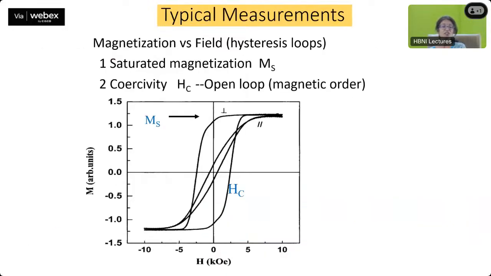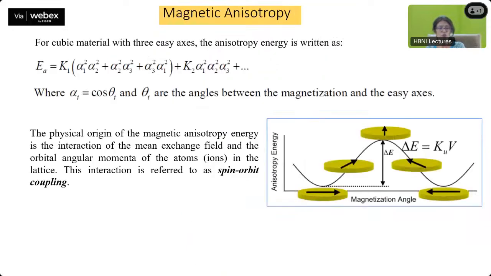Magnetization versus field, a typical measurement, gives you the hysteresis loop. Saturation magnetization is basically the M_S value. Coercivity is H_C, which is this particular value over here. This is how an M-H hysteresis loop is going to look.